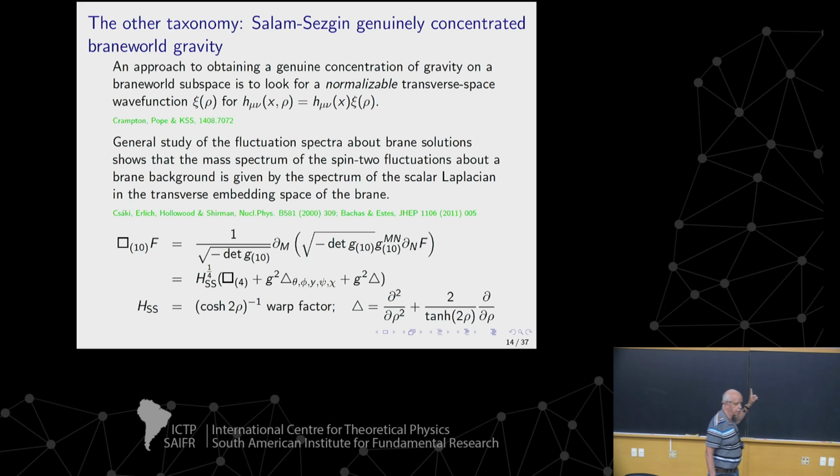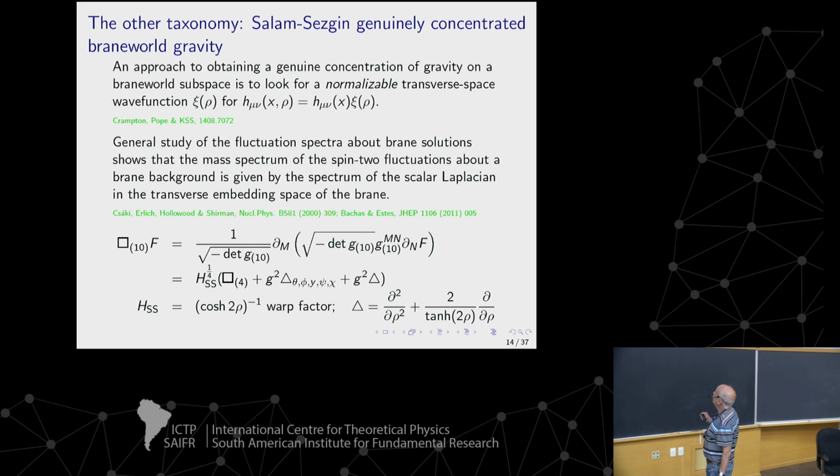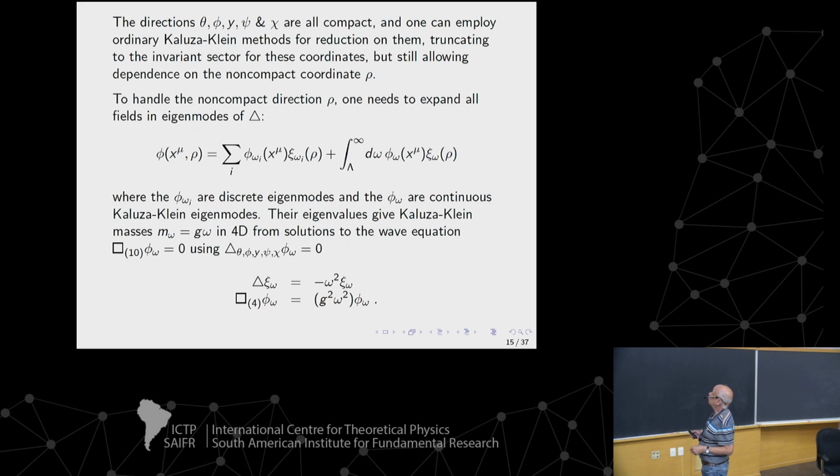But there's one coordinate that's important, which is a kind of a radius. We called it rho, and that's where the actual important dependence on the extra dimension comes up. It's given here, d squared by d rho squared plus 2 over tangent 2 rho d by d rho. There's a warp factor here that comes out in front. And so that's how you rewrite the 10-dimensional D'Alembertian, and you now have to pull this apart and, of course, now separate variables into fluctuations on the world volume and transverse modes.